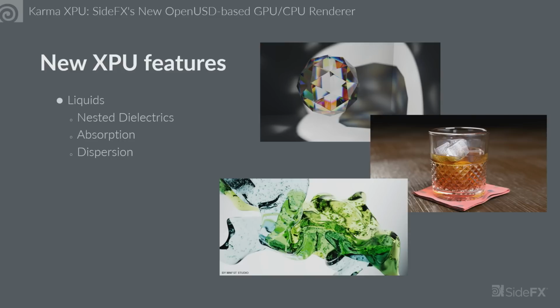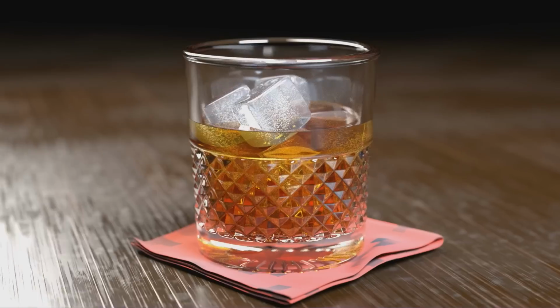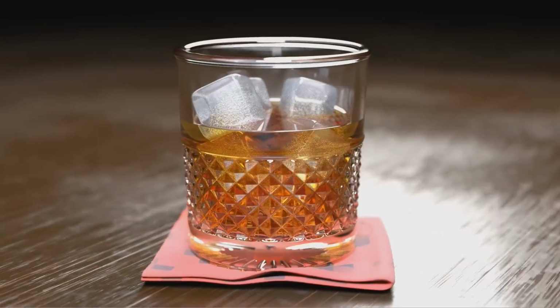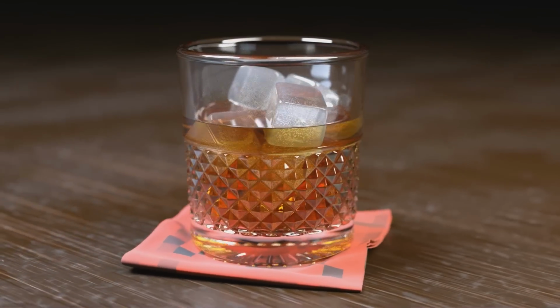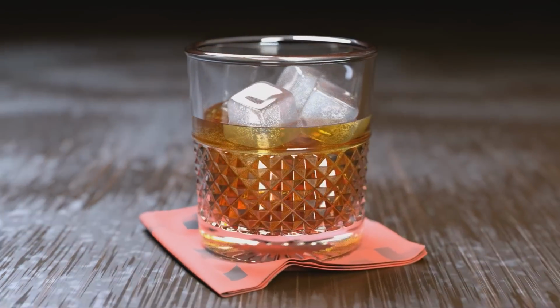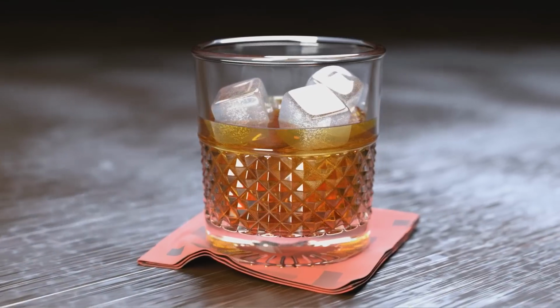We've improved our liquids. So that includes nested dielectrics, which is when you can have things like ice within water within a glass. There's also absorption, where transparency can change over depth. And also dispersion, which is when light splits into a rainbow when it refracts through glass. Here's this whiskey glass. It shows the nested dielectrics, and the ice cubes have subsurface scattering on them as well. Very cool.